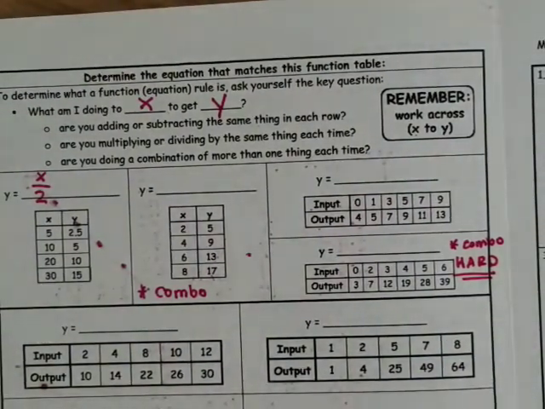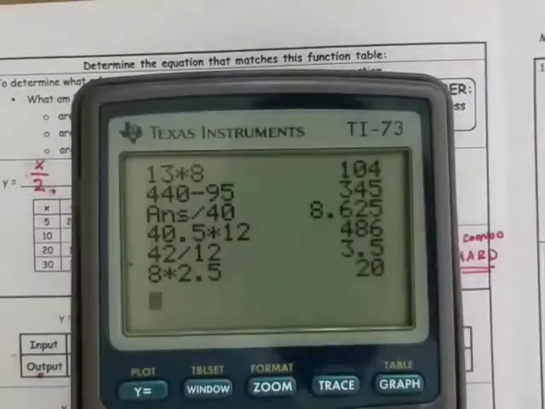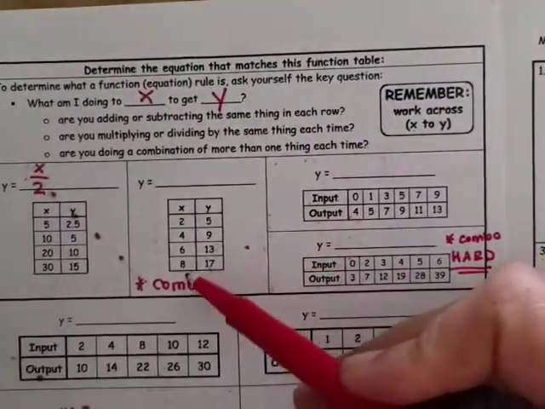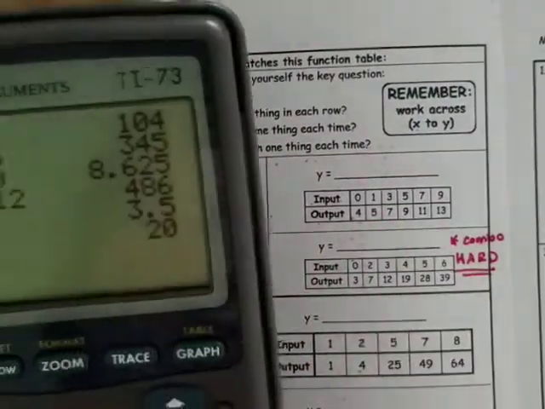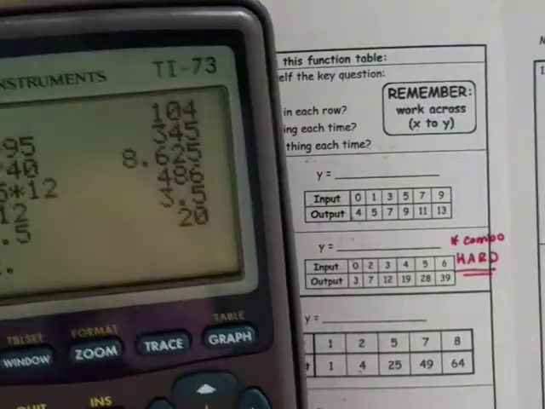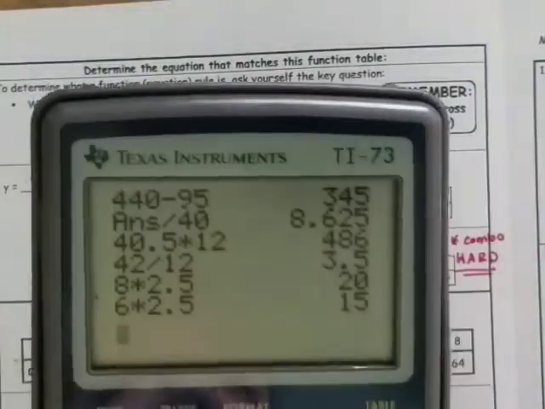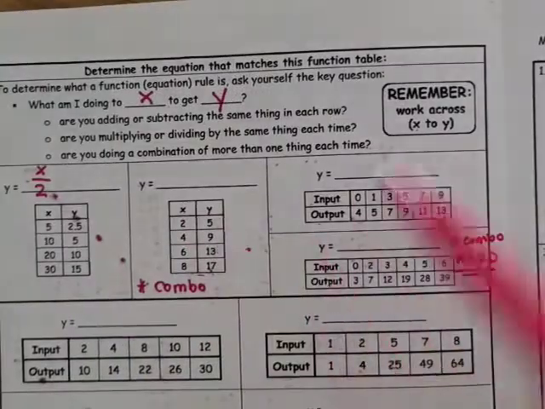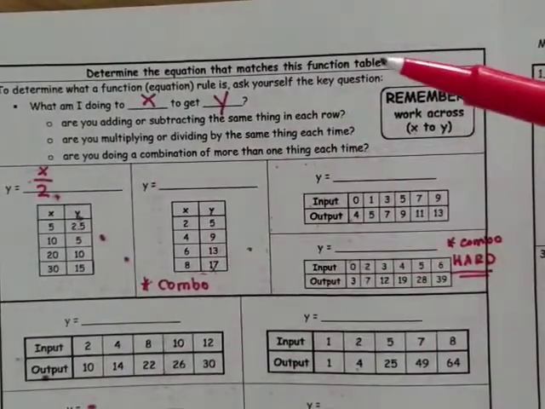Because 4 times 8 times 2, 8 times 2.5 is 20. So it does not work to times 2.5. And then 6 times 2.5, I don't think is 13. I think it's 14 or 15, yeah. So it's not times 2.5 either. So then I decided, okay, let me see if it's a combination of some things.